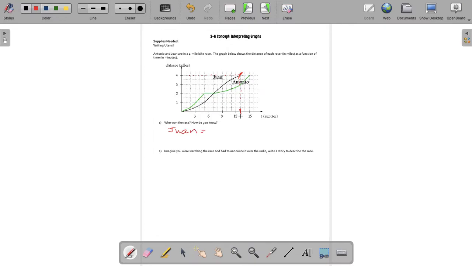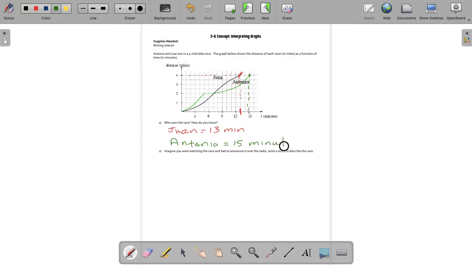Okay, so Juan equals, what point would that be? I think that would be 12, 13, 14, 15. So Juan equals 13 minutes. Okay, then if I look at Antonio here, Antonio finishes the race right here. And that looks to be 15 minutes. Antonio equals 15 minutes.